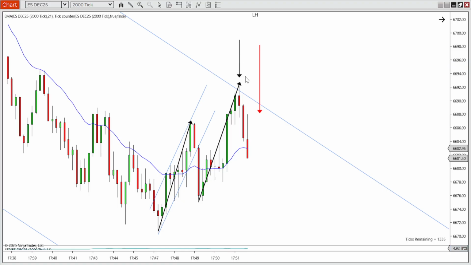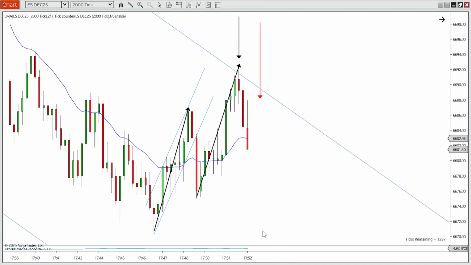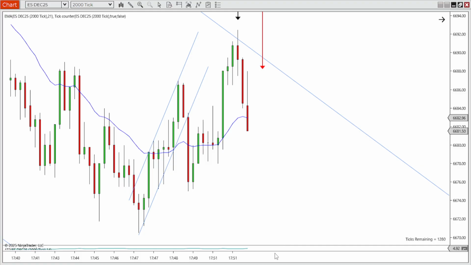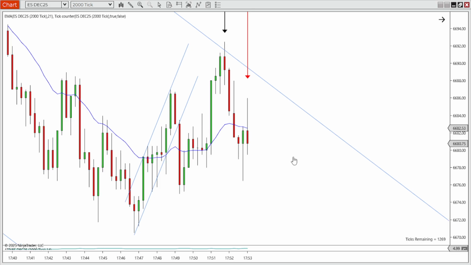I'm gonna mark it because it is decent, but personally I skipped this and I waited for a lower high setup at the EMA, which we eventually got. Alright, as you can see, very high wick. This is a T1 reversal bar. Didn't close very low, but the wick is quite long at the top, nicely rejecting off of the EMA.